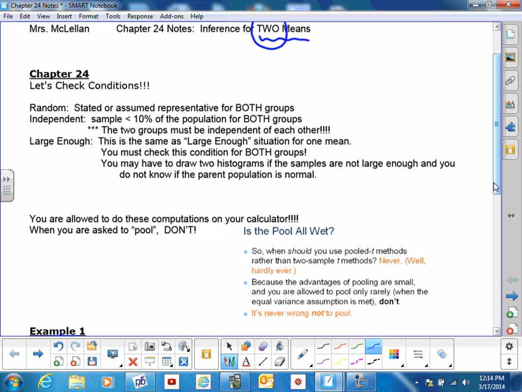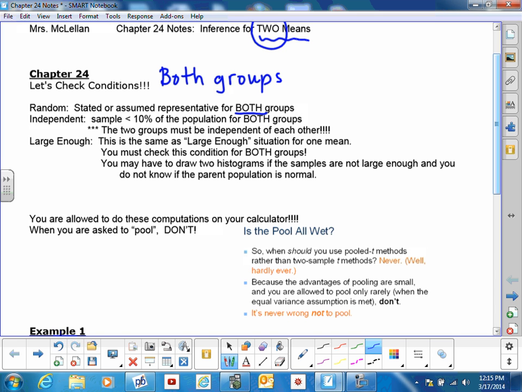You do have to do the conditions for both groups. Okay, you do need to make sure you are doing them for both groups. So that means you either address both groups whenever you do them, or you do two separate lists. I typically don't like to do two separate lists. I just kind of address them all in one list at the same time. So make sure that when you talk about being stated or assumed random, that you say for both groups. Okay, make sure you are notating that you are referencing both groups.